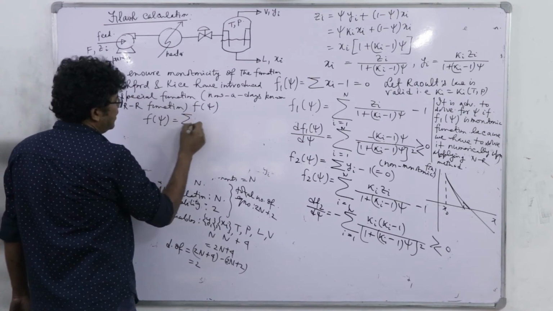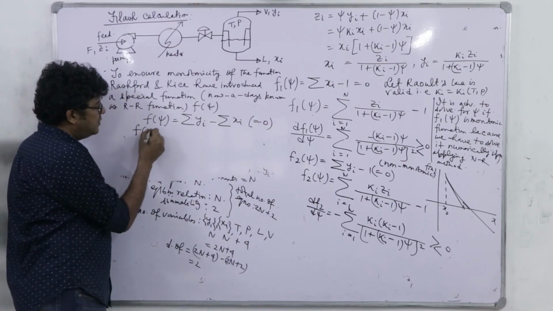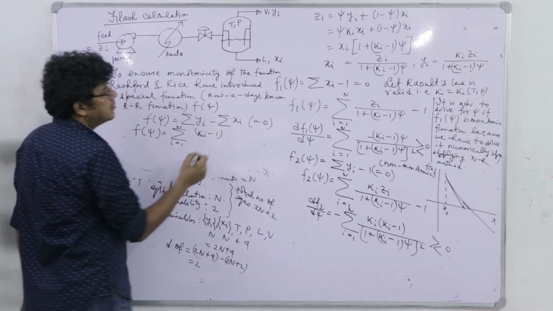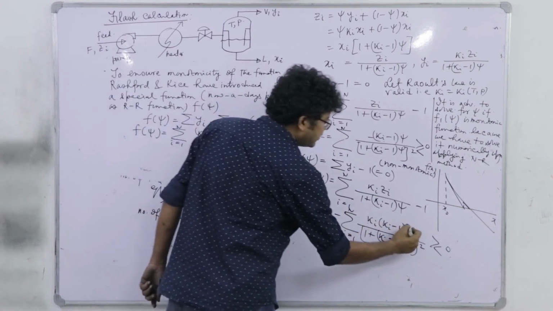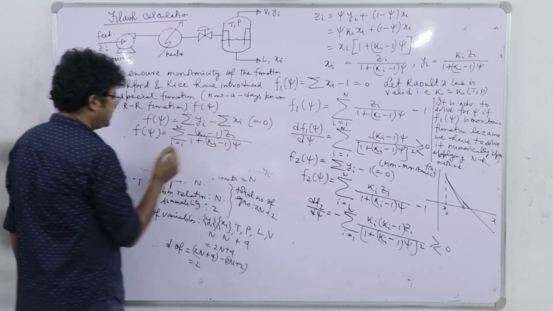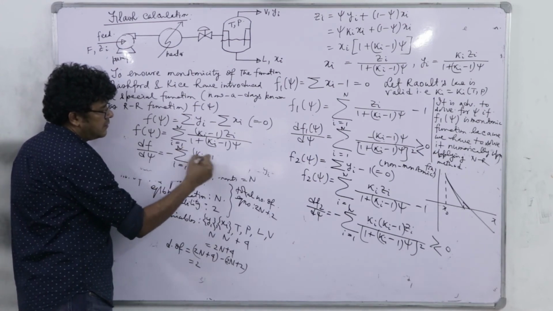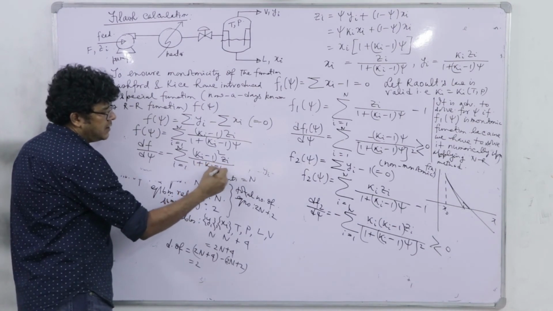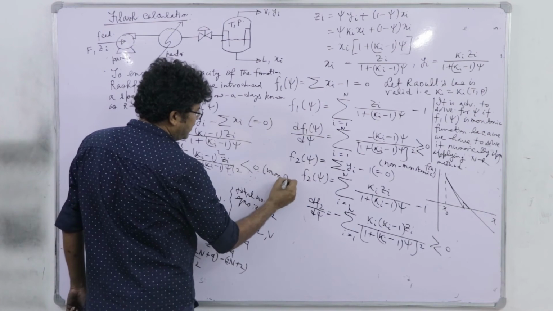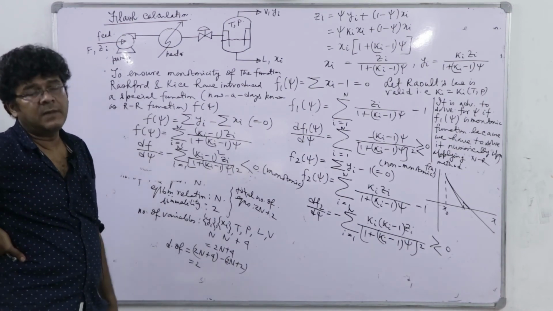F xi is what? It is summation of yi minus summation of xi, which is supposed to be 0 at the solution, right? So let's check the monotonicity. So f xi is equal to summation from i equal to 1 to n of ki minus 1 into zi. So here I have missed the zi. So ki minus 1 into zi divided by 1 plus ki minus 1 into xi, and that must be equal to 0. So df d xi, if I consider, it is summation from i equal to 1 to n of ki minus 1 whole square into zi divided by 1 plus ki minus 1 into xi whole square, and this is always negative, so this is a monotonic function, right. So the Rachford-Rice function is monotonic, and we will use the Rachford-Rice function to solve the multi-component flash problem, okay.